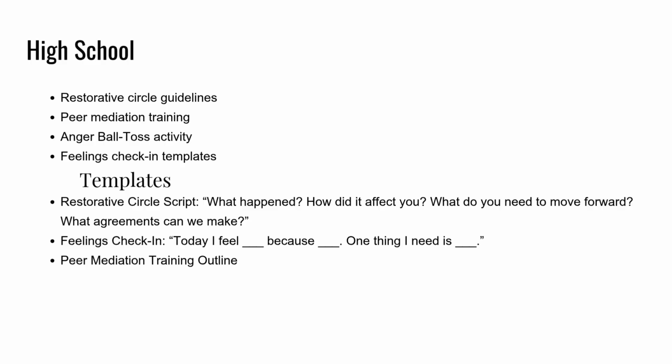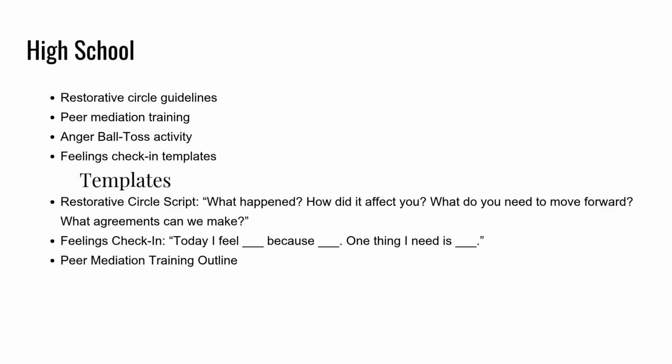Some activities that you might use in high school are the anger ball toss. In a circle, students complete the sentence, I feel angry when, and then toss a ball to a peer who restates and adds their own. This also builds empathy and it increases communication.